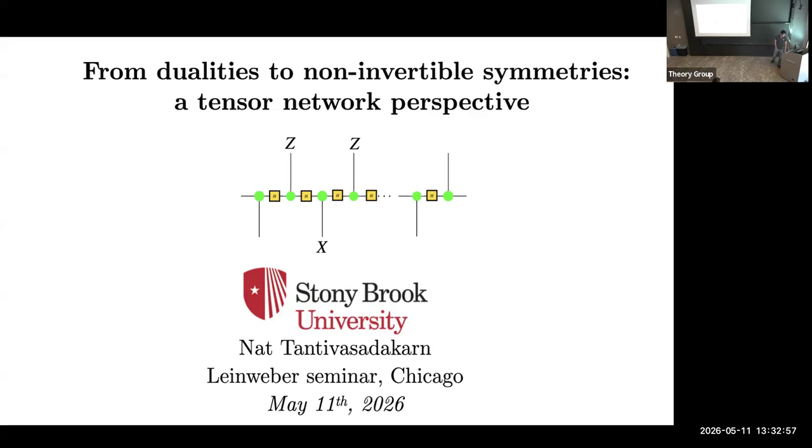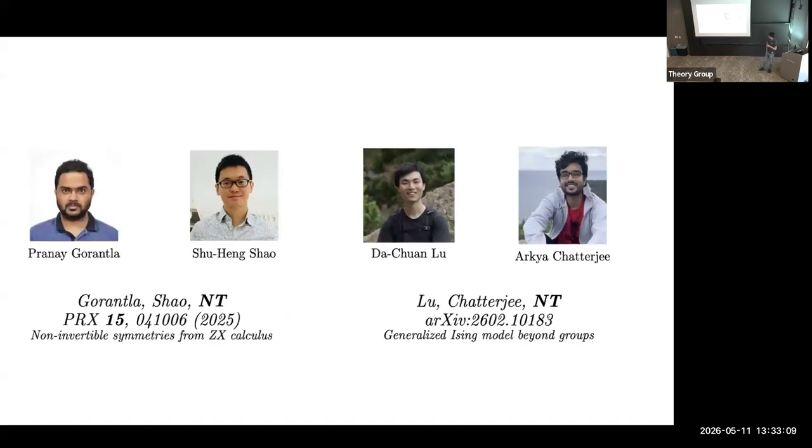So today I'm going to be talking about dualities and non-invertible symmetries, and I'm going to try to present that through a tensor network perspective. And this work is in collaboration with Stony, who was here at some point, and Shuhang on this paper. And also a more recent paper I did in collaboration with Dachon and Arco.